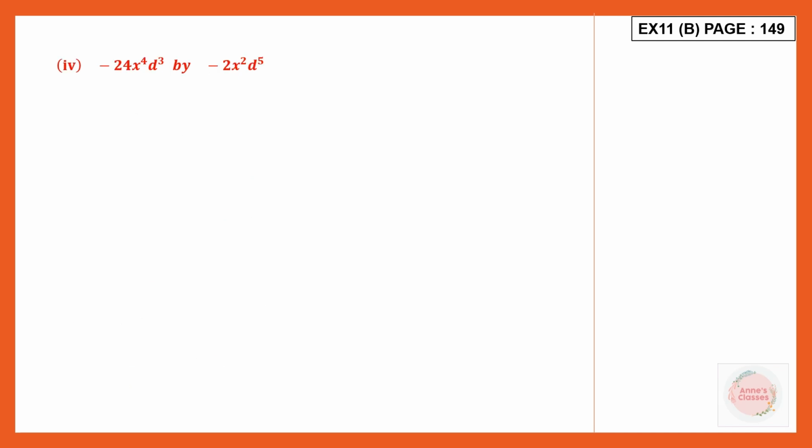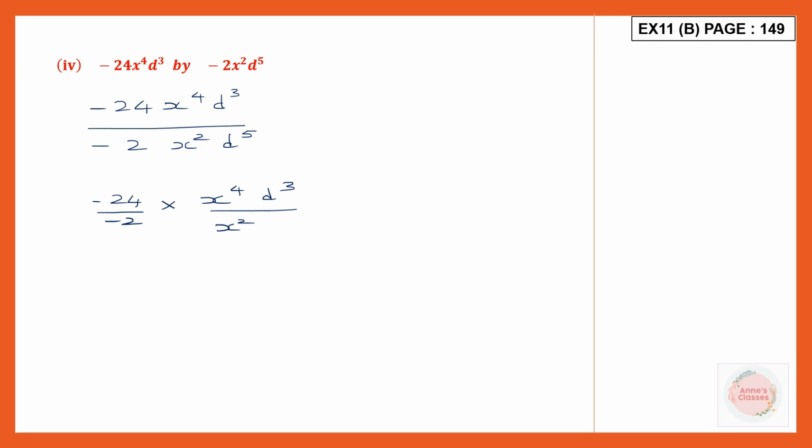Question 4. Minus 24x to the power of 4 d cubed divided by minus 2x squared d to the power of 5. So again, let's work on the numerical coefficients first. So we'll have minus 24 divided by minus 2, into x to the power of 4 d cubed divided by x squared d to the power of 5. So here minus and minus will get cancelled. 2 into 12 is 24. So this is 12 into x to the power of 4 minus 2.